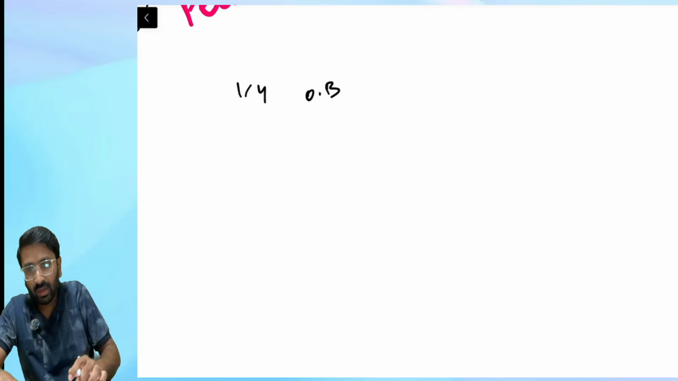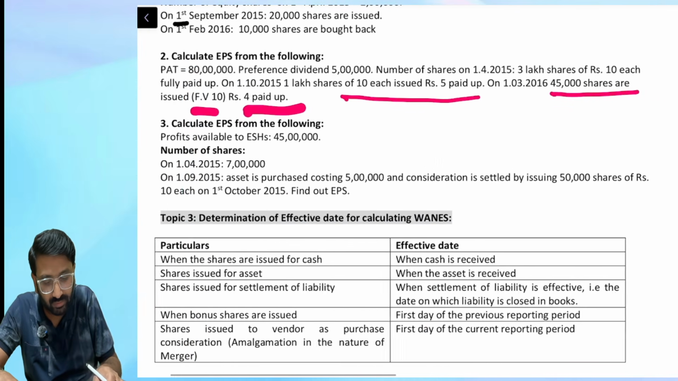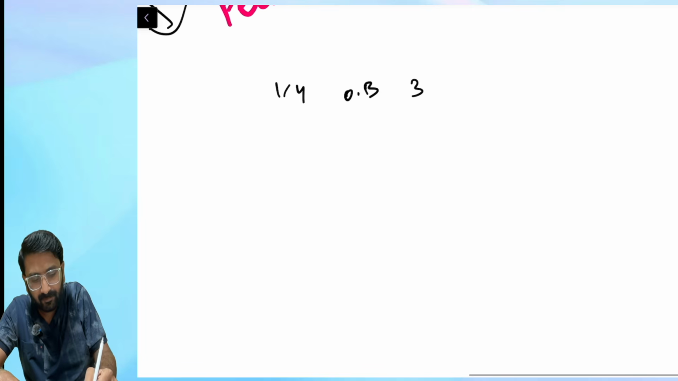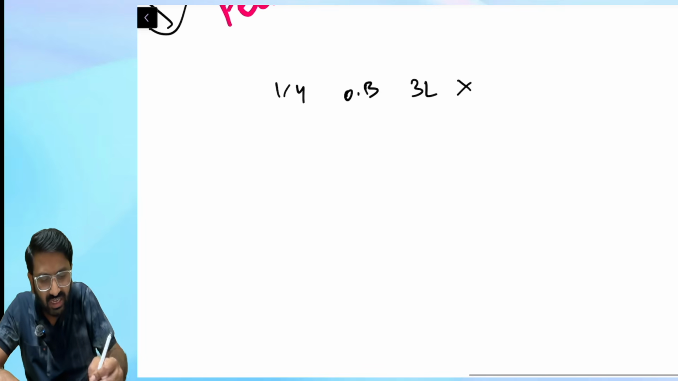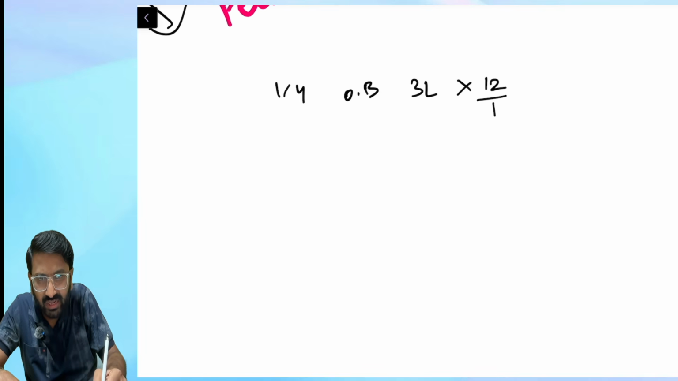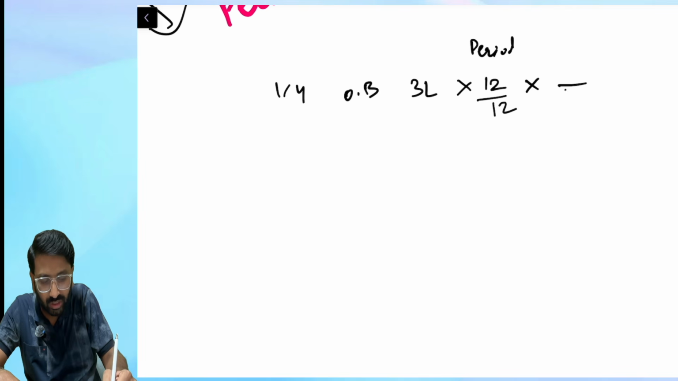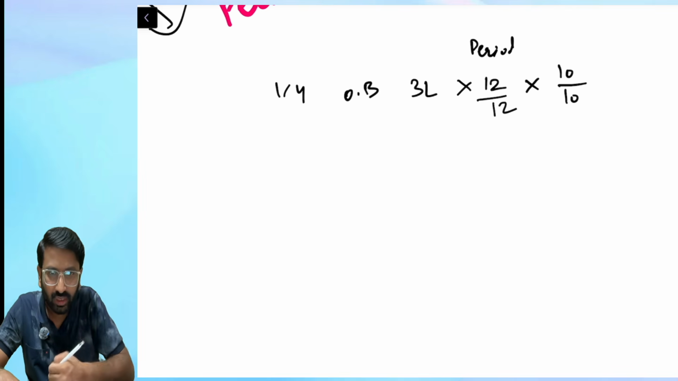1st of April, opening balance. How many shares do we have? 3 lakh. Okay, so I'll take 3 lakh. And can I say these 3 lakh shares are there for the entire year? So I'll consider the period weightage 12 by 12, into what is the face value? 10 rupee. Paid up value also 10 rupee.